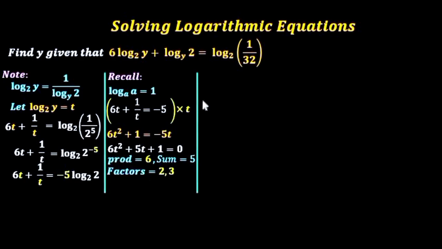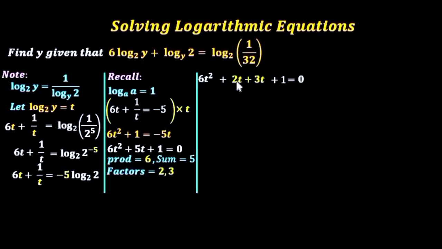So rewriting this equation, we'll say 6t squared, and then for the middle part, instead of 5t, we are going to have 2t plus 3t. So plus 2t plus 3t, and then we add 1, and then finally equate to 0. Now this will help us factorize by pairing.